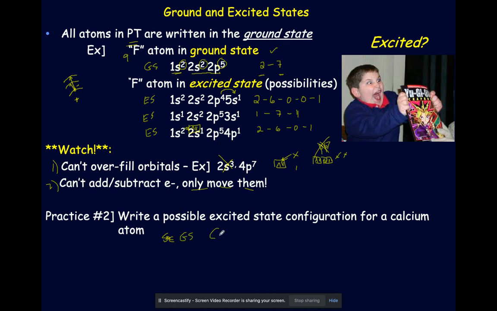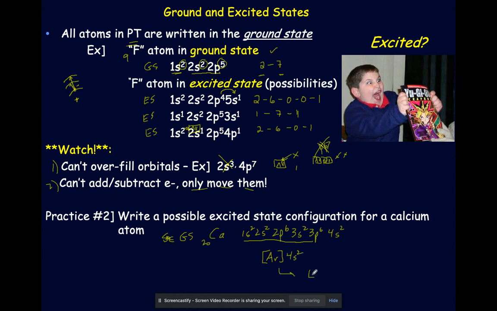The ground state for calcium would be 1s2, 2s2, 2p6, 3s2, 3p6, 4s2. And again, you want to confirm this with the periodic table. Make sure you know what you're doing. Now let's say I wanted to write the shortcut for this, just to review. The previous noble gas would be argon, so I can say argon. Really, calcium is argon 4s2. All right, so that's just that.